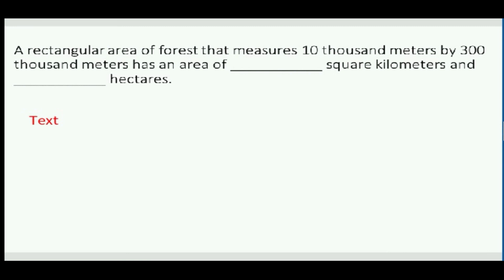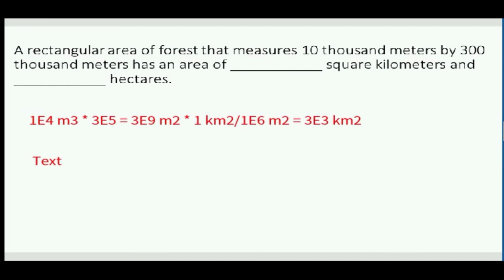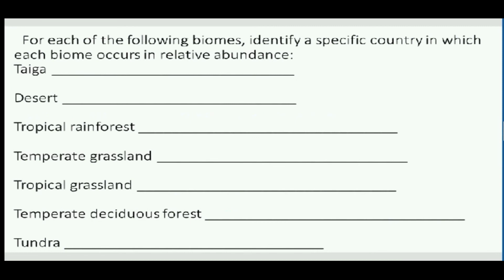Okay, so that's your kilometers, and if you want to do hectares, you can do 3 e to 3 times 1 e to 4 meters squared equals 3 e to the 9. Okay, and this is the last slide. Okay, so this should be pretty easy. So this should go really quickly, and then we can be done.